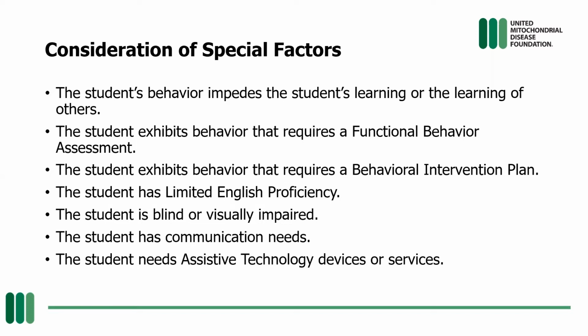The child has limited English proficiency. The student is blind or visually impaired. The student has communication needs. The student needs assistive technology devices or services. If any of these apply, they will be checked in this section, and then they'll have supporting accommodations.